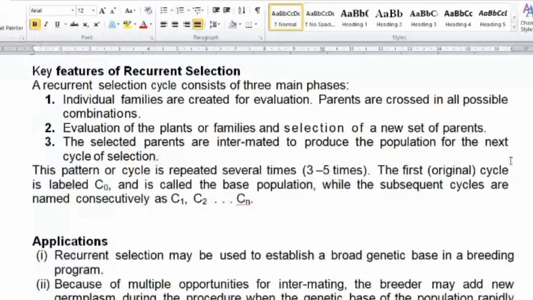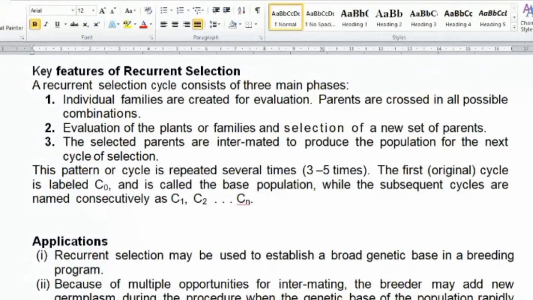So I have introduced recurrent selection. I'll post these notes so that you look at them in advance, so that we are able to discuss fine details when you are a little more deeply informed.